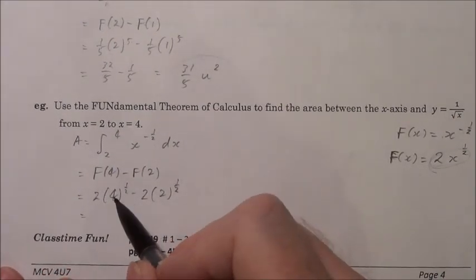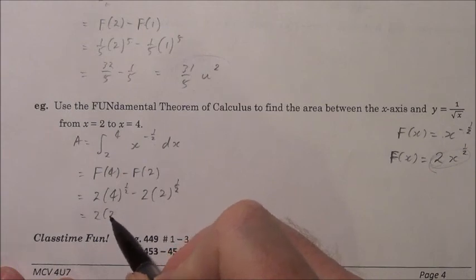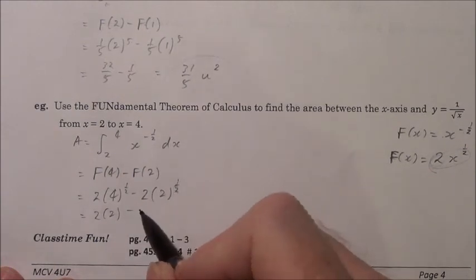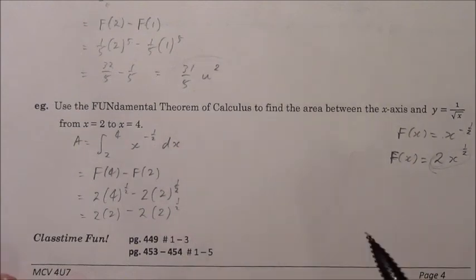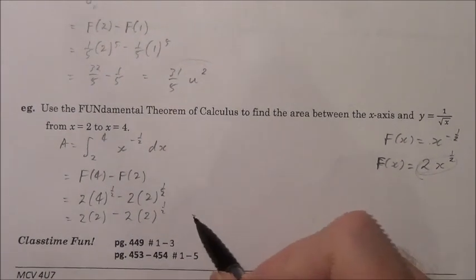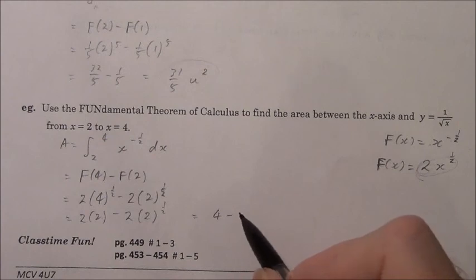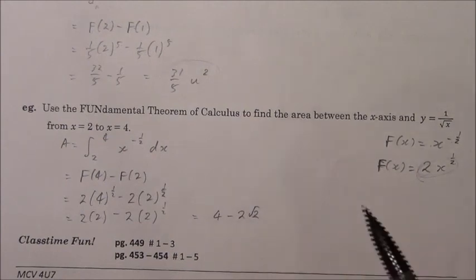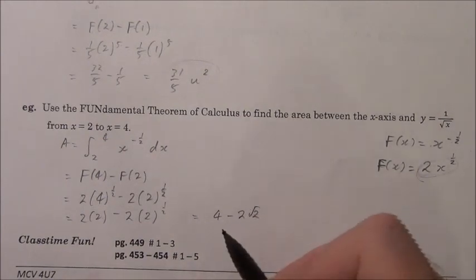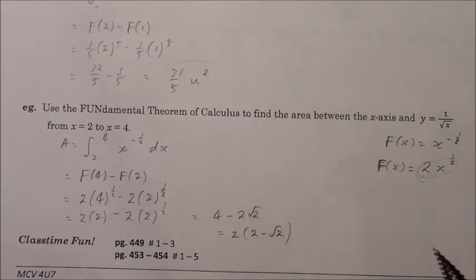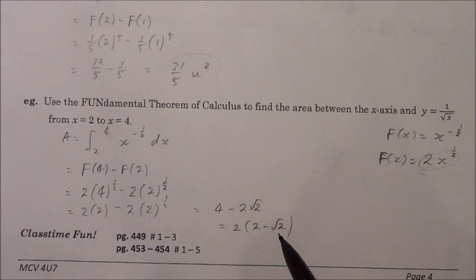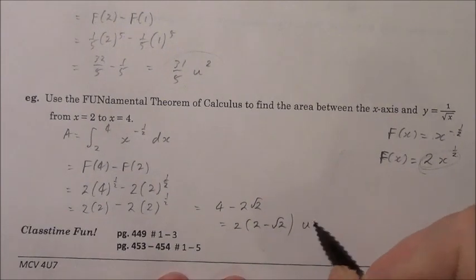So the square root of 4 is 2. Square root of 2 is the square root of 2. I'll just leave it like this for now. And so then 2 times 2 is 4, so we get 4 minus 2 root 2. And if you factor out a 2, you get 2 quantity 2 minus root 2 as the area under the curve. So that would be u squared.